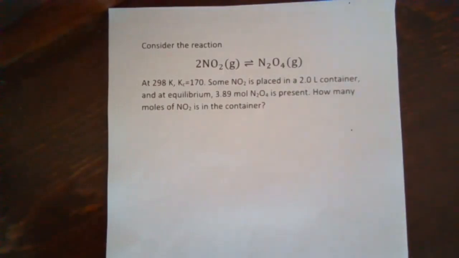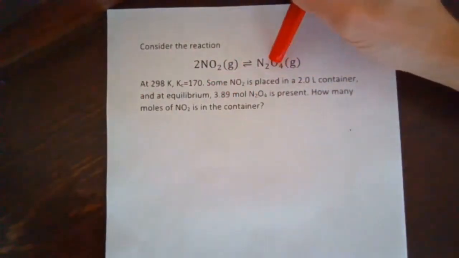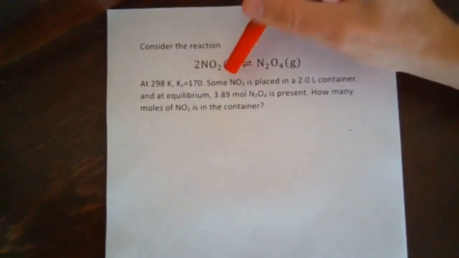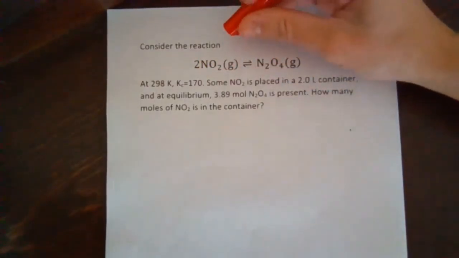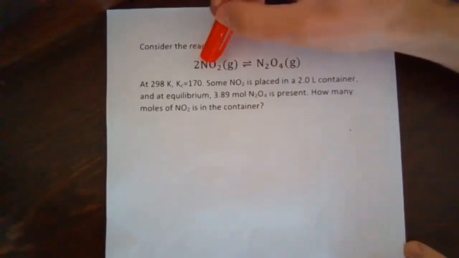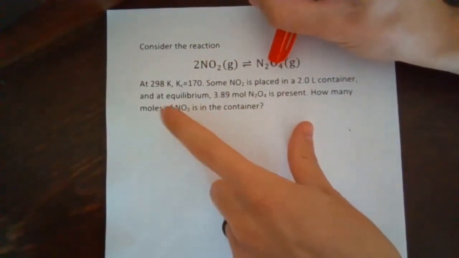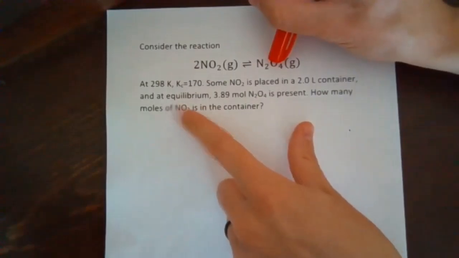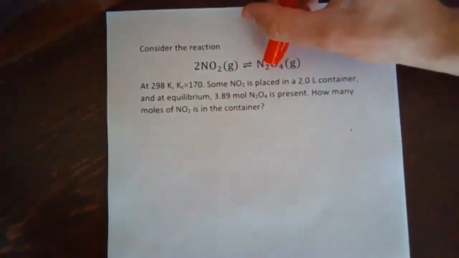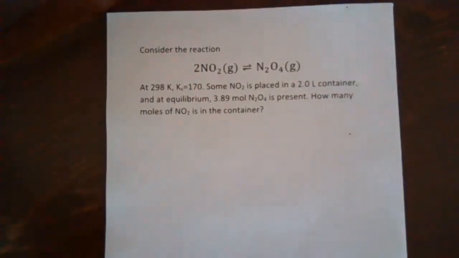All right, so we have this reaction. We're given some information on the equilibrium constant. Some NO2 is placed in a container, and at equilibrium, 3.89 moles of N2O4 is present. So how many moles of NO2? So this would be an example where we're actually starting to look at amounts of different substances that are present once this reaction reaches equilibrium. And so we put in some reactant, some of it becomes product, right? We're making some product here. And we just want to know how much is left over, how much NO2 is in the container in this mixture, because we know there's going to be some reactant and product present at equilibrium.